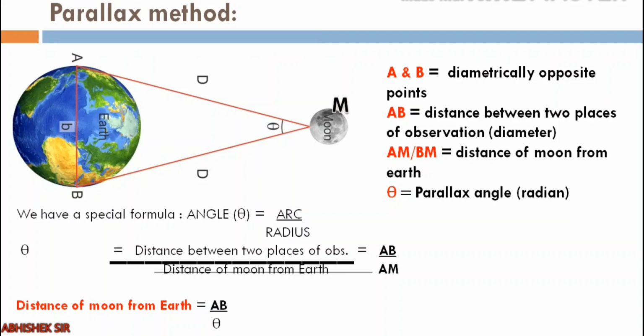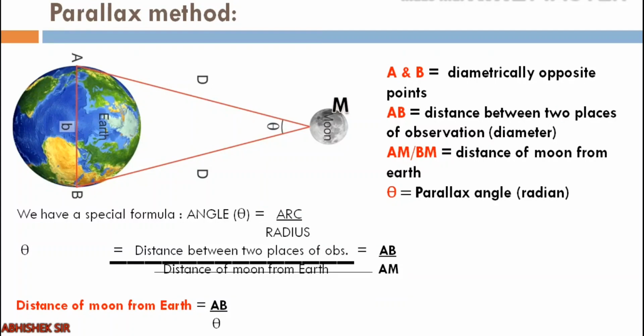What are A and B in the figure? A and B are diametrically opposite points, right? Now let M be the moon. Clear? So what will be AB? AB will be the distance between two places of observation.